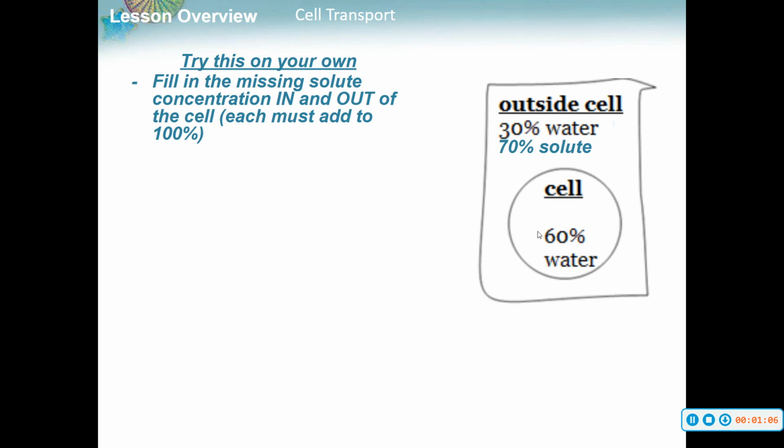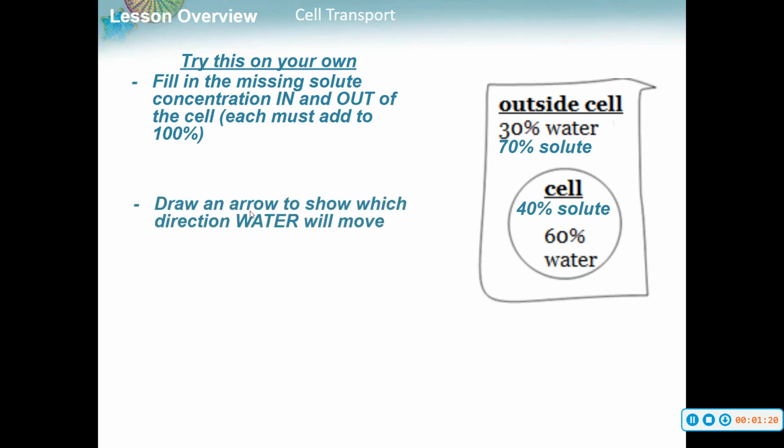Now let's take a look at the solutes. If there's 30% water outside, 70% would be solutes. How about inside? 60% water, and out of 100, the rest would be solutes, 40%. But remember, we're taking a look at water moving. Which way will water move?